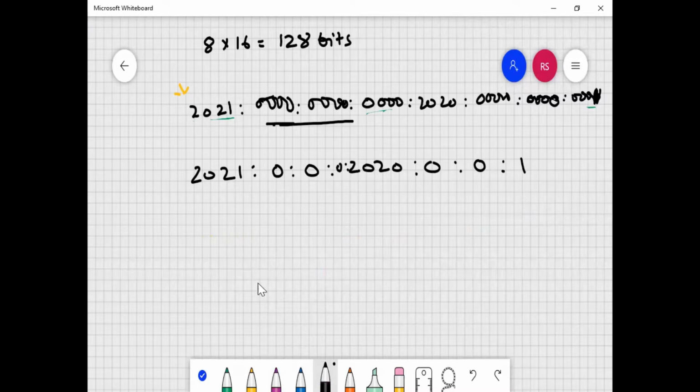So what you can do is insert the double colon at one place, either over here or over here. So let us use over here, and we can write down 2020 0 0 1. Is it clear? Yes.